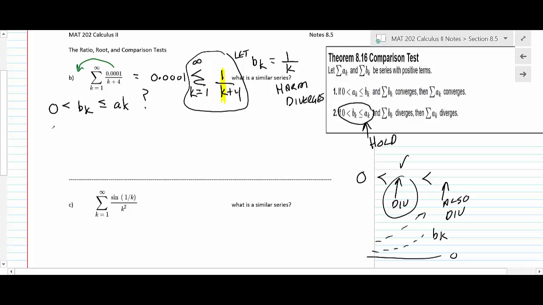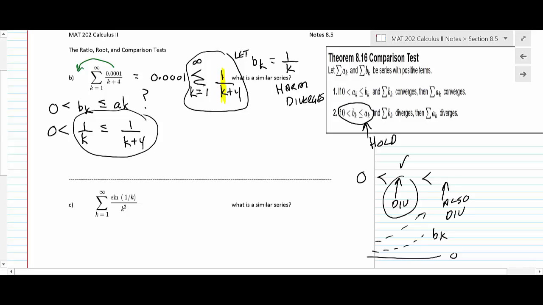So let's see what we have. We have 0 less than 1 over k, less than or equal to, and then don't worry about the 0.001 because that's a constant anyway. If that diverges, multiplying it by 0.001 isn't going to make any difference. So let's put that like that then. Now, let's see. Is this inequality right here true or false?